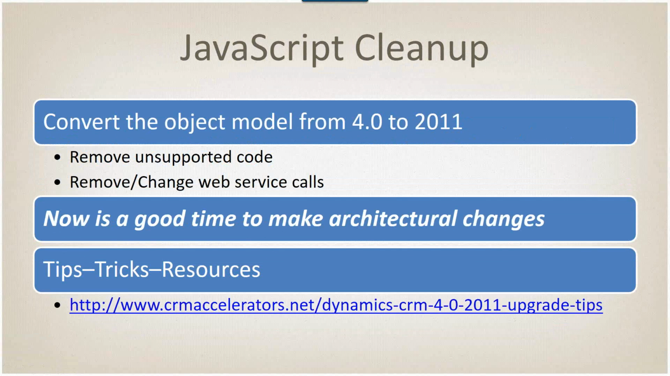So let's start with JavaScript among the two things here. The biggest conversion thing between 4.0 and 2011 is removing unsupported code. So we all did things that we had to do to make the job work, and most of it was unsupported, like hiding and showing things, believe it or not, was unsupported. So we have to remove all of that. We have to remove and change our web service calls because those are all different now. Now is a good time to make any architectural changes. Like I said, you're going to be spending a lot of time and money upgrading all your code. You need to make sure that what you're doing is what you want. And now is the time to do it.